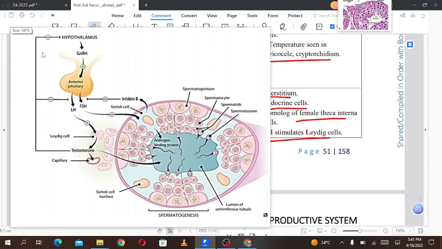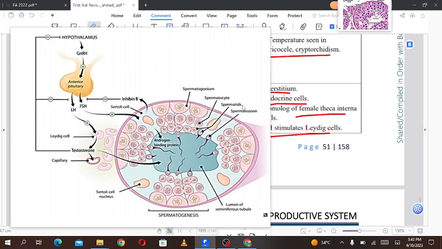So let's read this diagram. The hypothalamus causes a pulsatile release of GnRH, which stimulates the anterior pituitary to release FSH and LH. That FSH will stimulate the Sertoli cells to produce the androgen binding protein, and that androgen binding protein will bind testosterone and maintain the level of testosterone within the seminiferous tubules where spermatogenesis is taking place. And the LH will act on the Leydig cells to cause the production of testosterone. Testosterone will enter the capillaries and perform its systemic functions.